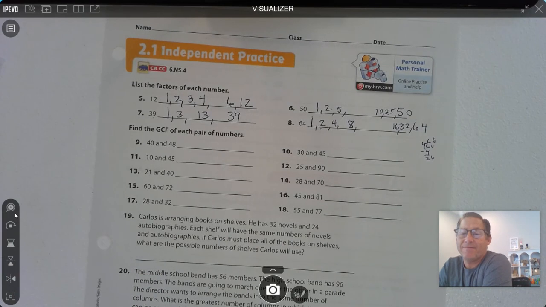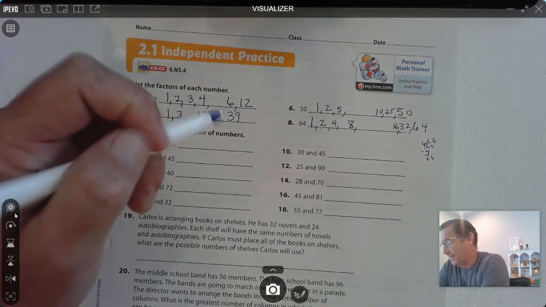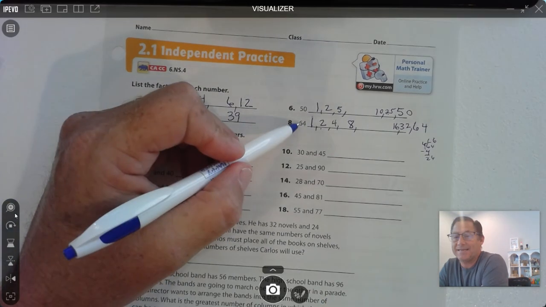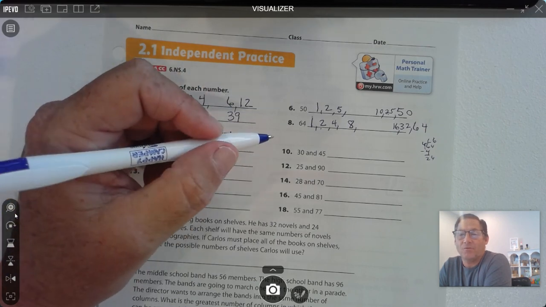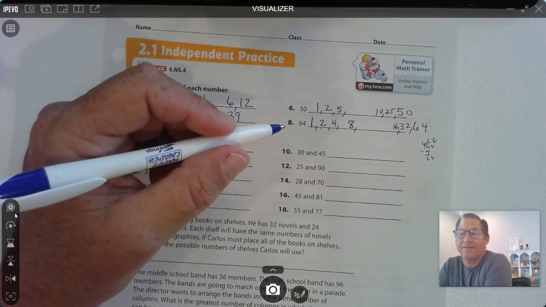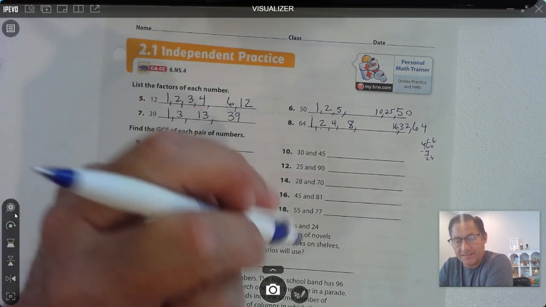9 times 7 is 63. That's the closest you can get. So 9 is not a factor of 64. Plus 6 plus 4 is 10, and 10 is not divisible by 9. 10 is not a factor of 64. Okay, so we have 7 factors of 64.